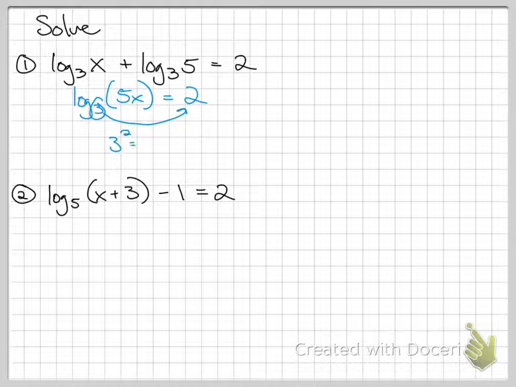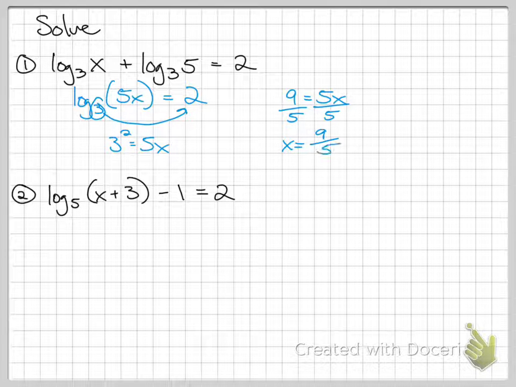Rewrite it. 3 squared is 9. To get x alone, you divide. We do expect you to reduce fractions if necessary. 9 over 5 does not reduce, though. The decimal equivalent is also acceptable.